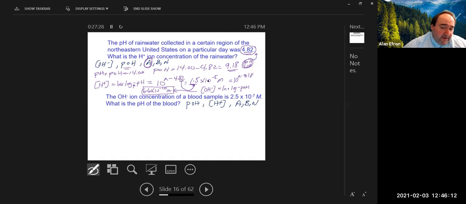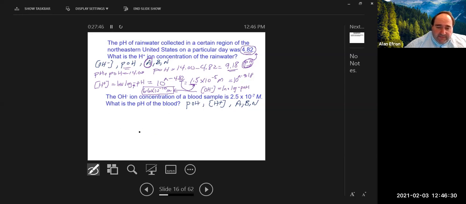So at this point, you could have also compared the H plus and OH minus concentrations to each other and seen which one is larger. You also could have used Kw to get the other one, whichever way you want to do it. They all should come out the same. Any other questions on that one there?